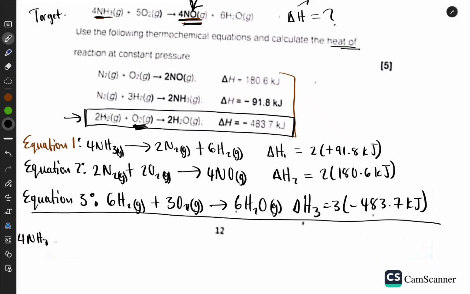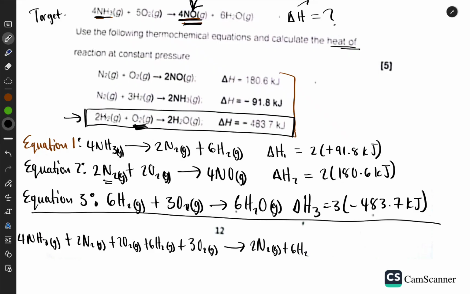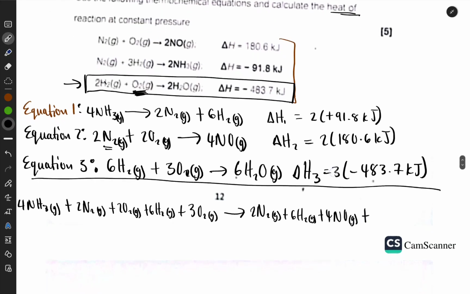So gas plus the other reactant is this one, 2N2 gas, plus the other reaction, 2O2 gas, plus here is the other reactant, hydrogen, so it'll be plus 6H2 gas, plus here is the other one, 3O2, so 3O2 gas. To give us, we have 2N2 gas plus 6H2 gas. The other one is NO, so plus 4NO gas, plus the other one is H2O, so 6H2O gas. Okay, there we go.